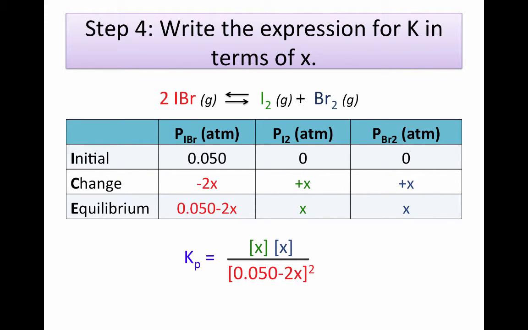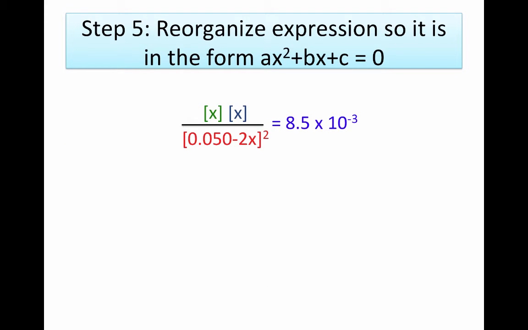And then we'll take our equilibrium concentrations that we calculated in the ICE table and plug those in to our equilibrium constant expression. And we're going to set that to the value for Kp that we got from the problem, 8.5 times 10 to the minus third. Now let's do algebra and try and get this reorganized into the form ax squared plus bx plus c. And the first thing is to multiply through so that we no longer have a fraction. So we're going to have x squared equals 8.5 times 10 to the minus 3 times (0.050 minus 2x) quantity squared. And so let's square that out.